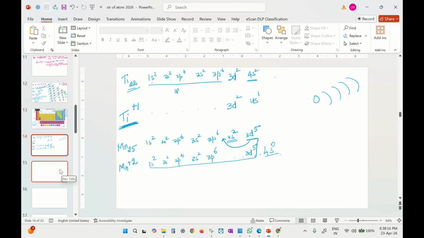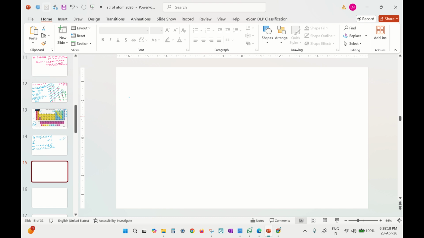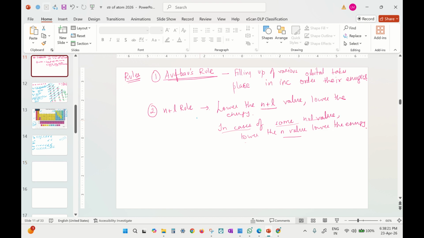Okay. So we learned 2 rules. And with the help of these two, the filling up of the various orbitals will take place in increasing order of their energies. And how to identify the energy? The energy will be identified by the n plus l rule. Lower the n value, lower the n plus l value, lower the energy. Out of the two which have the same n plus l value, lower the n value, lower the energy. Coming to the third very important rule, which is called Hund's rule of maximum spin multiplicity.